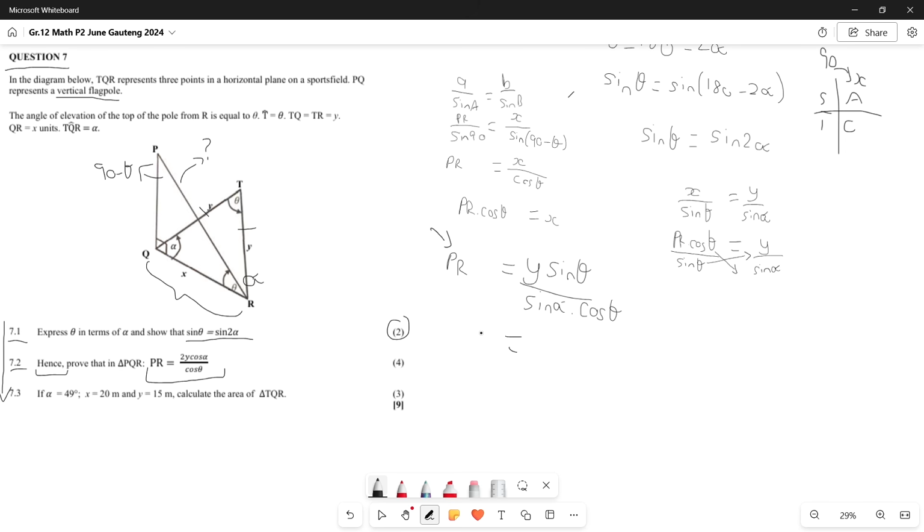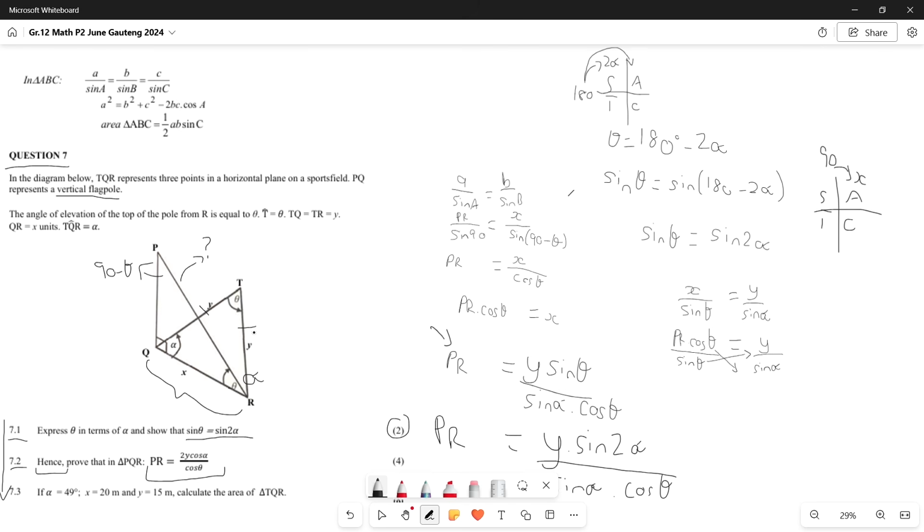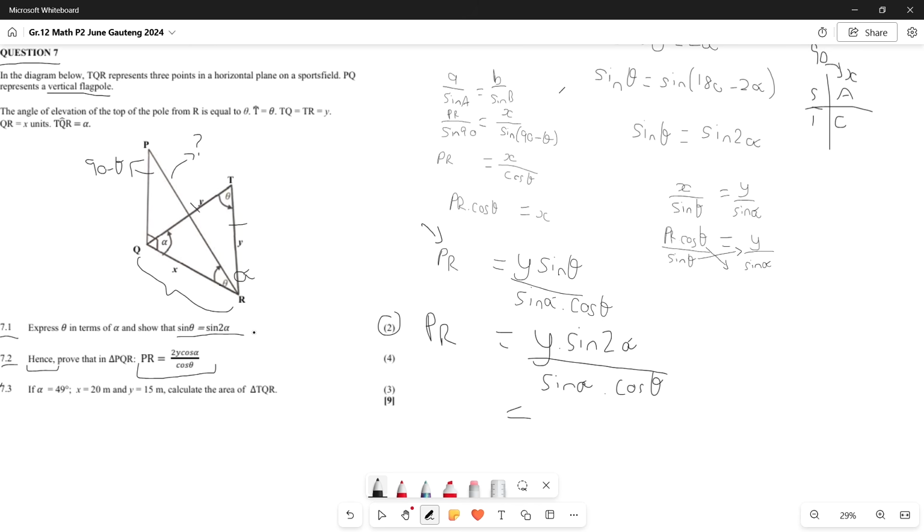And this is where our hence comes in, because hence proving that sine theta equals sine 2 alpha is exactly what we need to do, because the sine theta here, we're going to turn that into sine 2 alpha, and then we're going to take it from there because we're almost done. One thing to keep in mind is that sine 2 alpha is a double angle, which means we're going to go ahead and convert that into 2 sine alpha cos alpha.